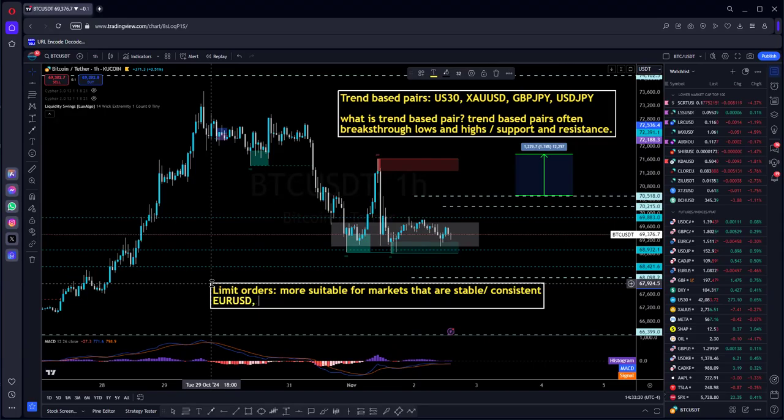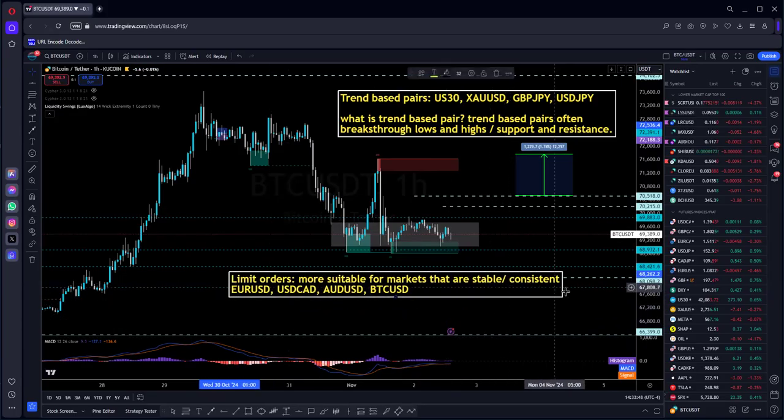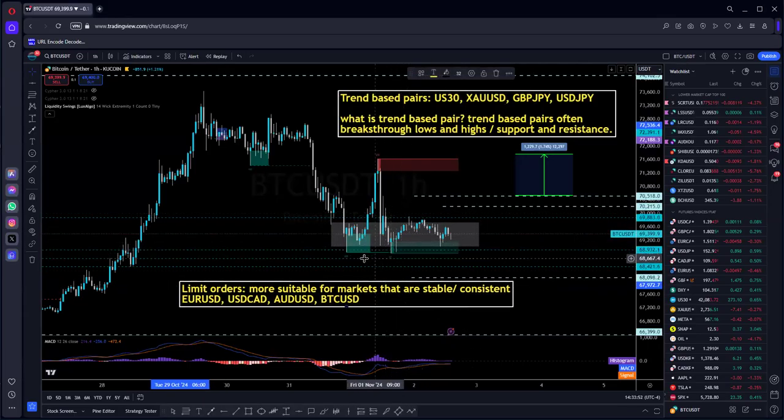EUR/USD, USD/CAD, AUD/USD, and sometimes BTC/USD can be suitable. So limit orders are more suitable for markets that have respected the same highs and the lows, so they respect the support and resistance. So USD/CAD, EUR/USD, AUD/USD, these are very stable pairs.